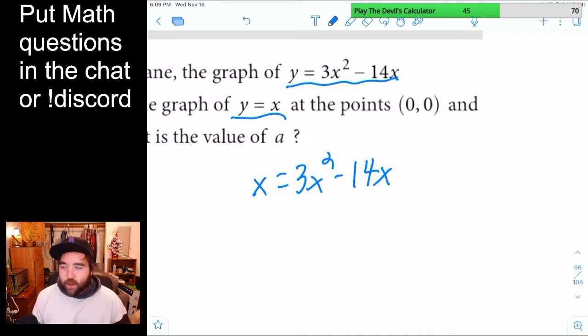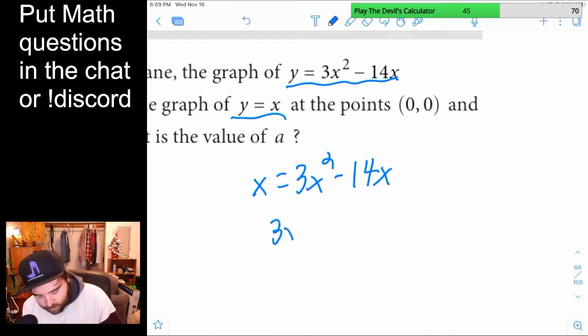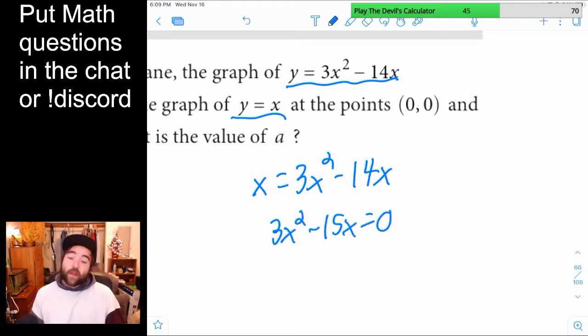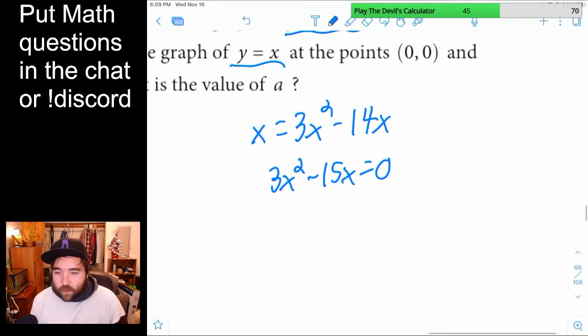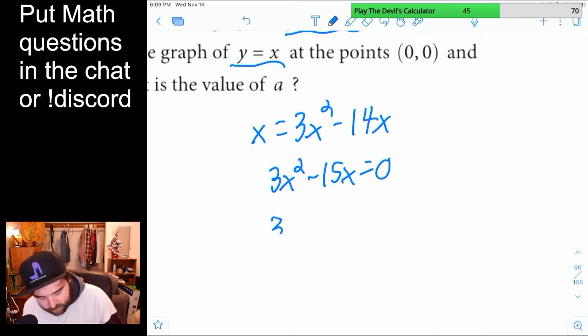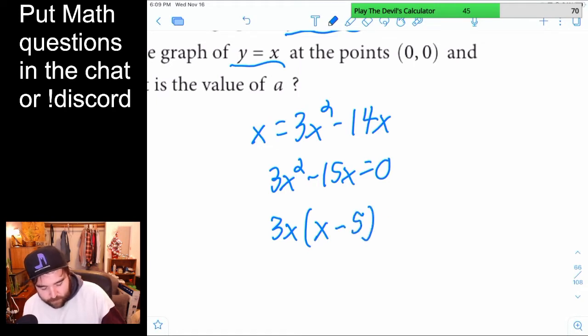So this is a quadratic. Remember, anytime you have a quadratic, that means you should set it equal to 0. So subtract the x to the other side. And then factor. So what can you factor here? Well, I would factor out a 3x, because that's the biggest thing we can factor out. That leaves us with x minus 5.